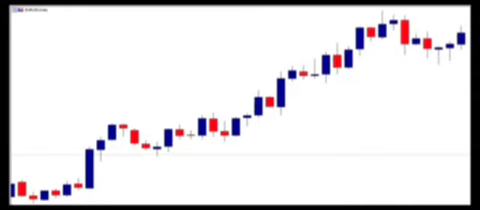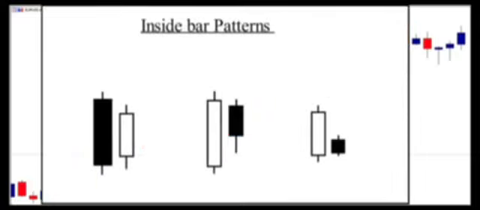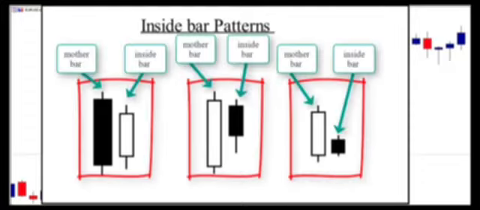Let's move to another Japanese candlestick pattern, which is the inside bar. So what is an inside bar? An inside bar pattern is a multi-bar pattern that consists of a mother bar, which is the first bar in the pattern, followed by the inside bar.